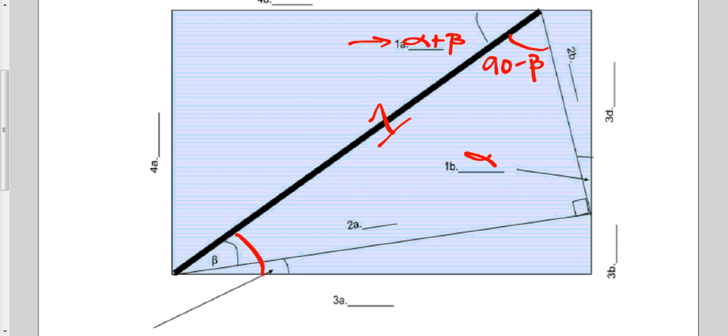Okay, now, how about this angle? This angle plus this angle plus this angle equal what? 180. So 180 minus 90 minus beta, right? So now I got to do what here? I'll do the distributing the negative, right? So that's 180 plus a negative 90 plus positive beta, right?